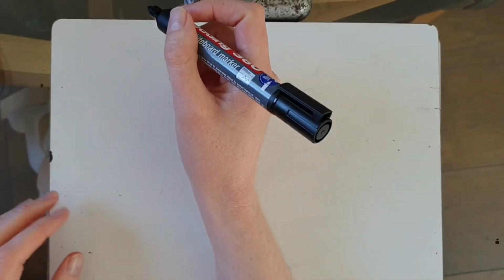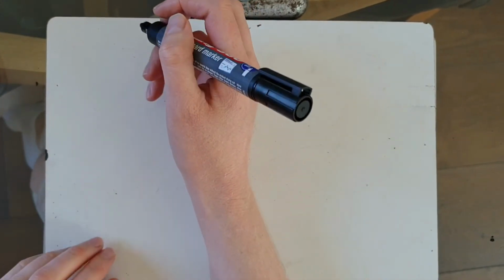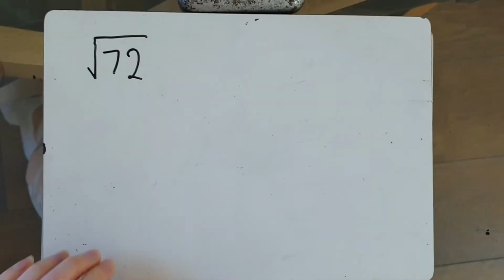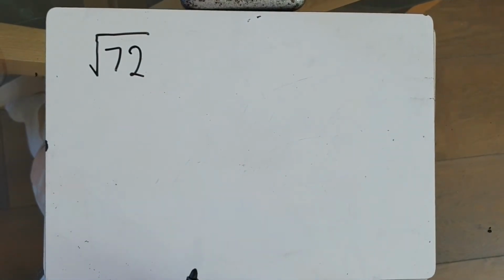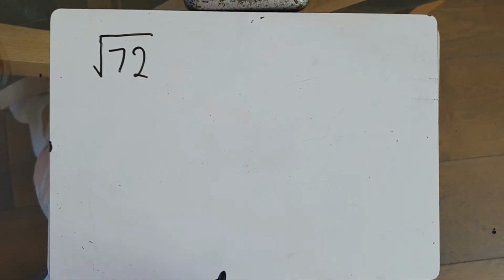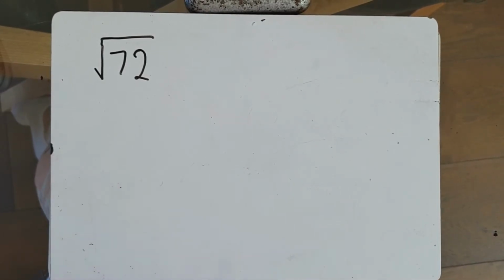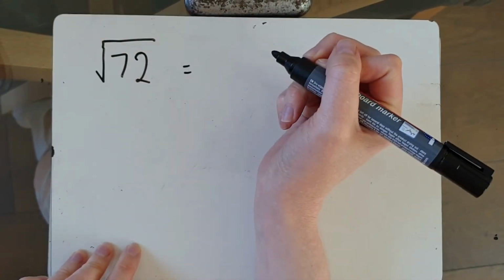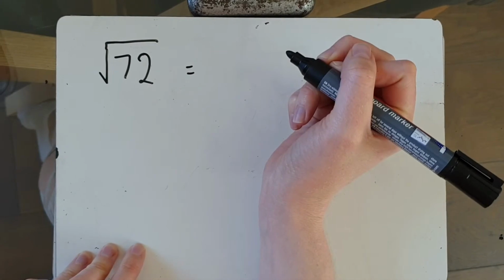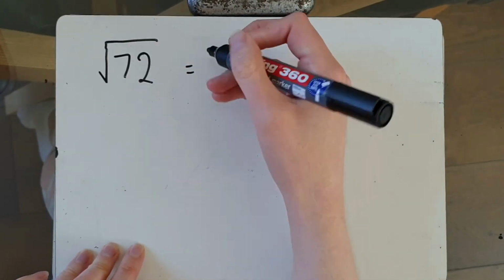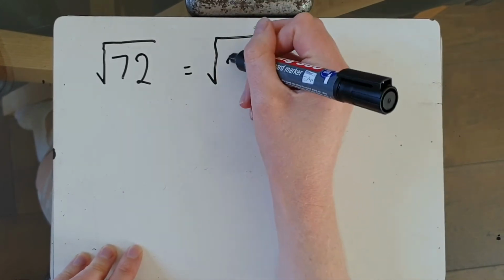So the first one is root 72, and we want to simplify that. When we simplify a surd, we want to break it down into two factors, where one of those factors is a square number, and we want to find the highest possible square number that we can. So for 72, the highest possible square number is 36. That is 2 times 36.